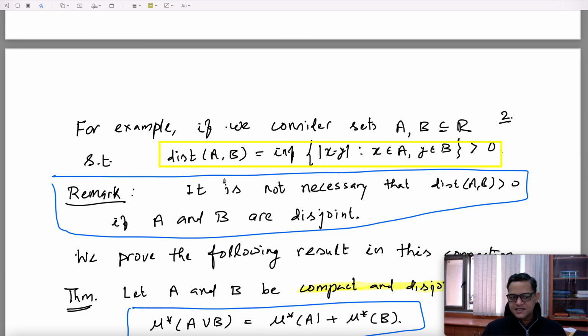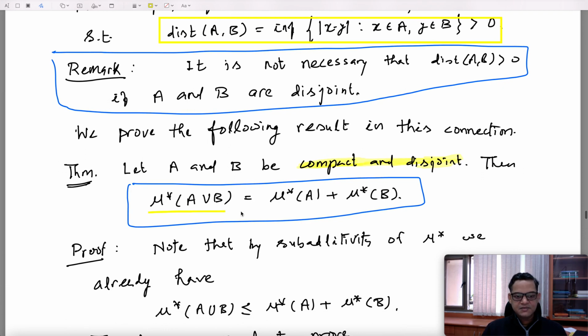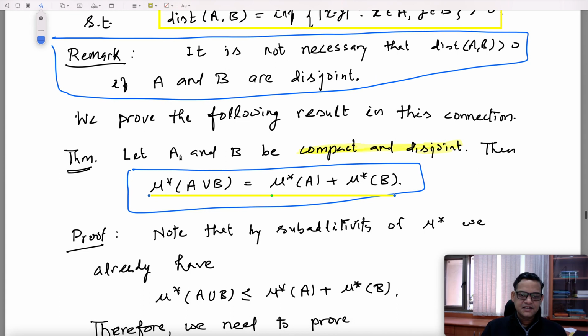We are going to consider sets which are separated, with a positive distance, and then we will see that the outer measure actually has the additivity property. Okay, so I'm going to give an example here, a particular one. I'm going to focus on two compact sets which are disjoint, and then we say that the additivity property for such sets holds. But here I did not say anything about the distance between sets A and B.